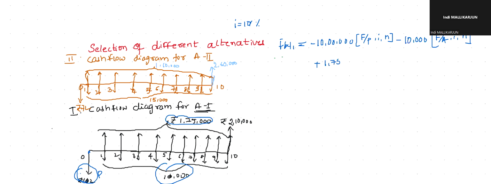1,75,000. This is nothing but we have to calculate future value for given annuity, for given rate of interest as well as useful period. Next, we have salvage value, that is nothing but plus, means incoming. How much is it? 2,10,000. We have to calculate future value for given future value, interest rate and n.